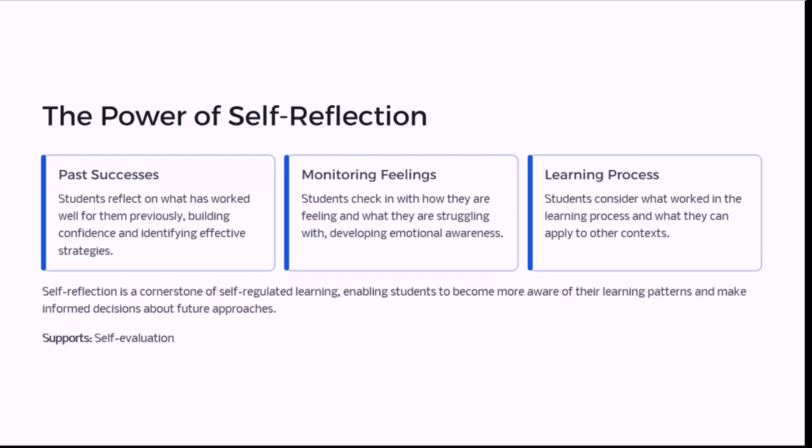Self-reflection is a critical area of self-regulated learning. Introducing activities where students reflect on past successes and why they were successful is critically important. This helps them to identify strategies that supported success. Also providing opportunities to monitor how they are feeling and what they are struggling with. Monitoring check sheets or tools in Microsoft Teams can facilitate that. We will look at more technologies later. In addition, reflecting on what worked within the learning process and what they can apply to other contexts facilitates self-evaluation.